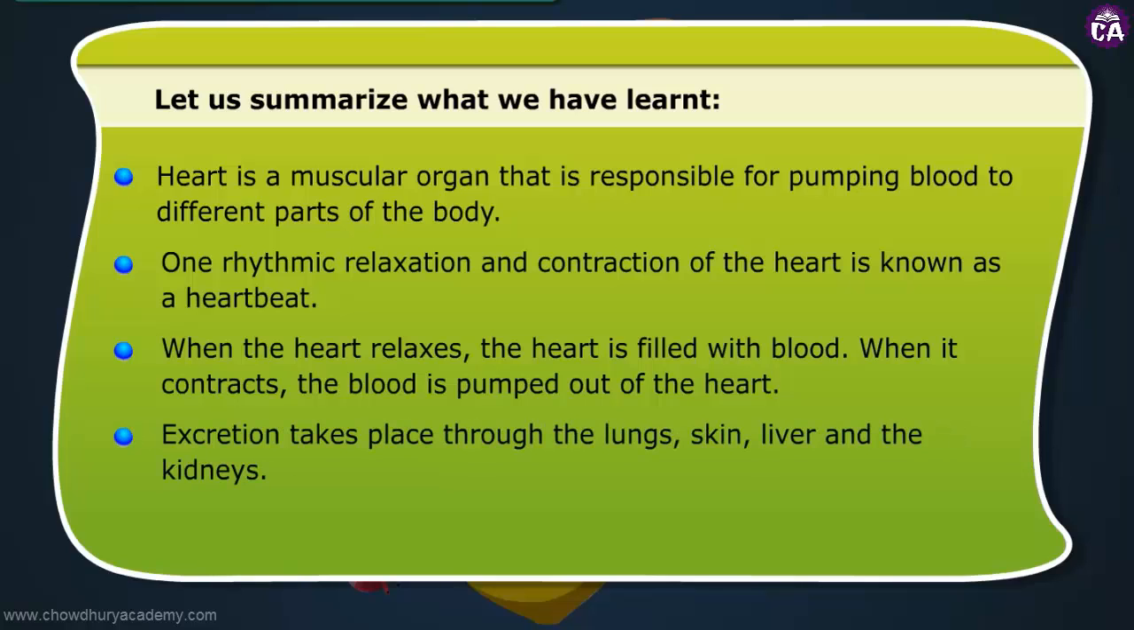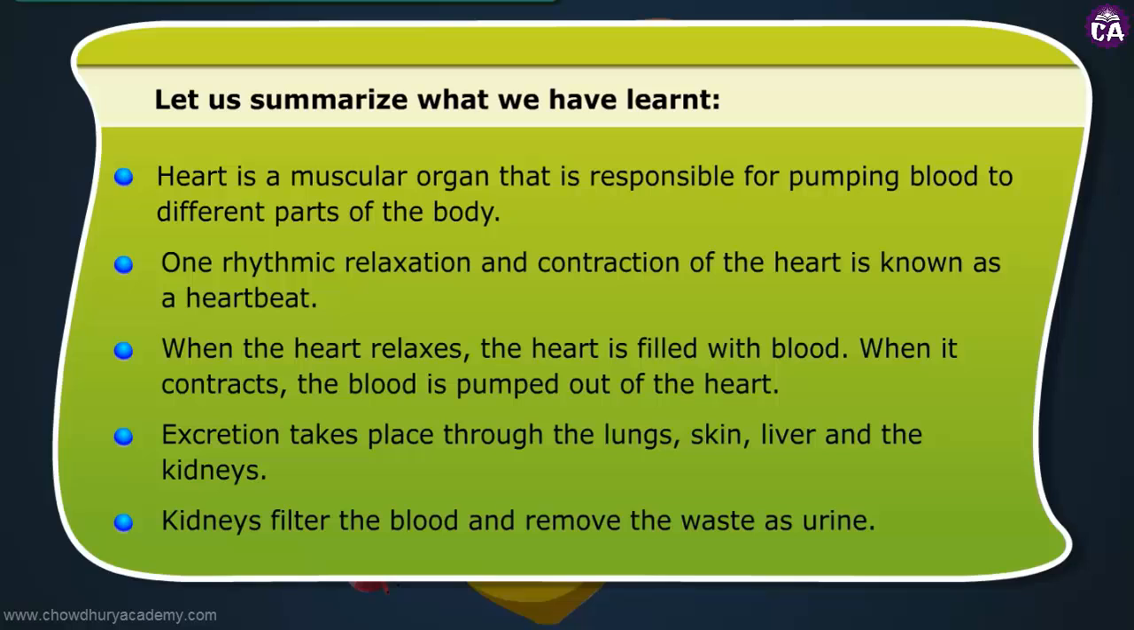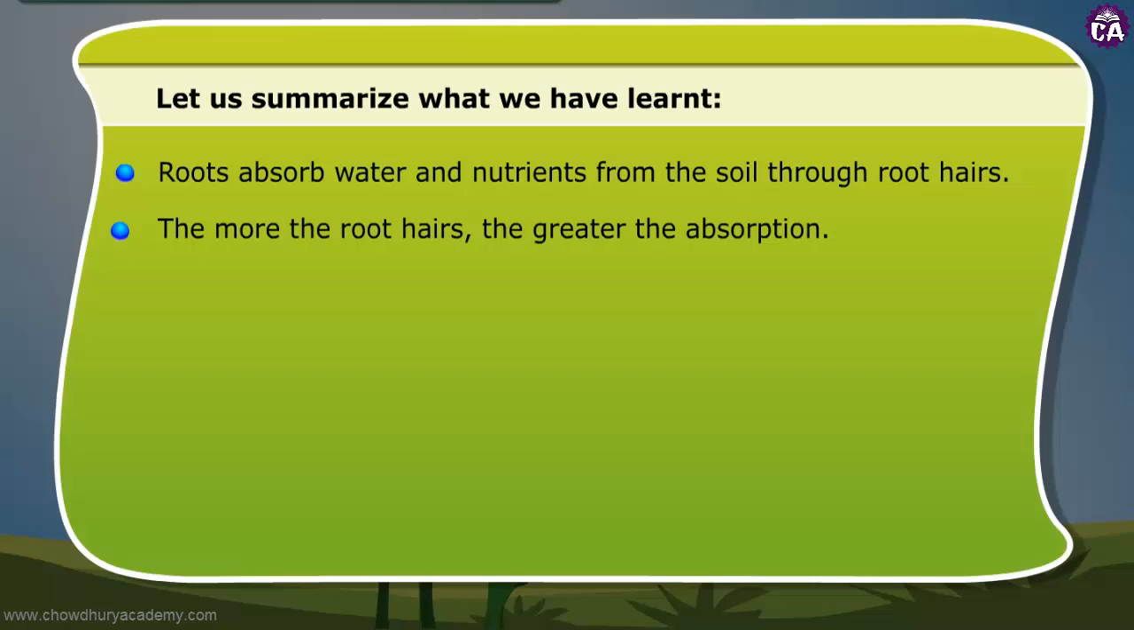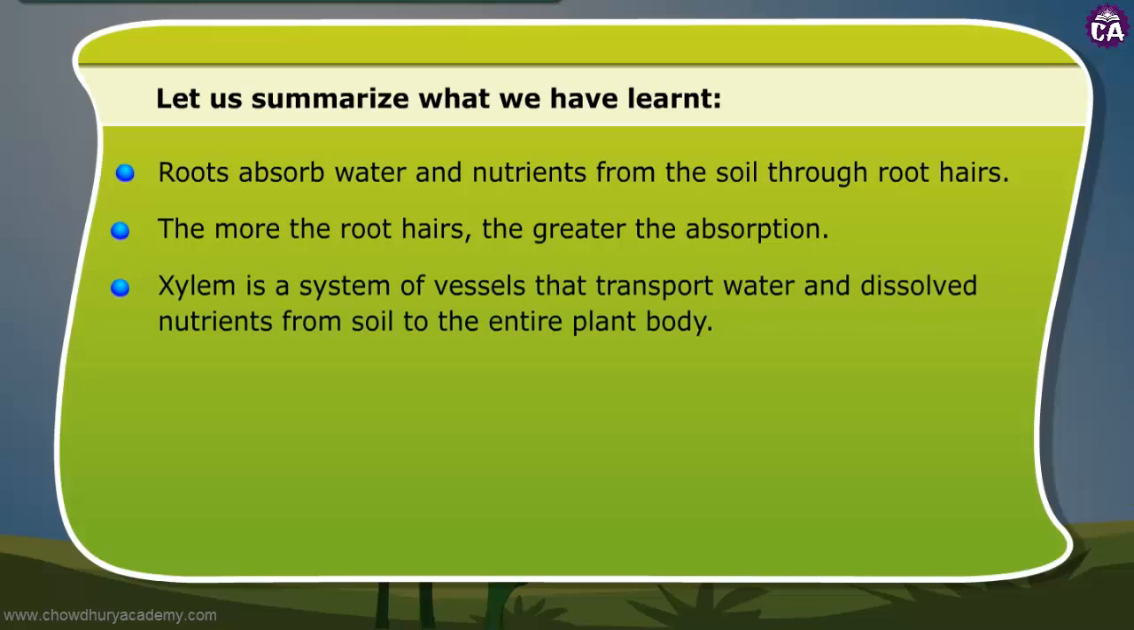Excretion takes place through the lungs, skin, liver, and the kidneys. Kidneys filter the blood and remove the waste as urine. Roots absorb water and nutrients from the soil through root hairs. The more the root hairs, the greater the absorption. Xylem is a system of vessels that transport water and dissolved nutrients from soil to the entire plant body.